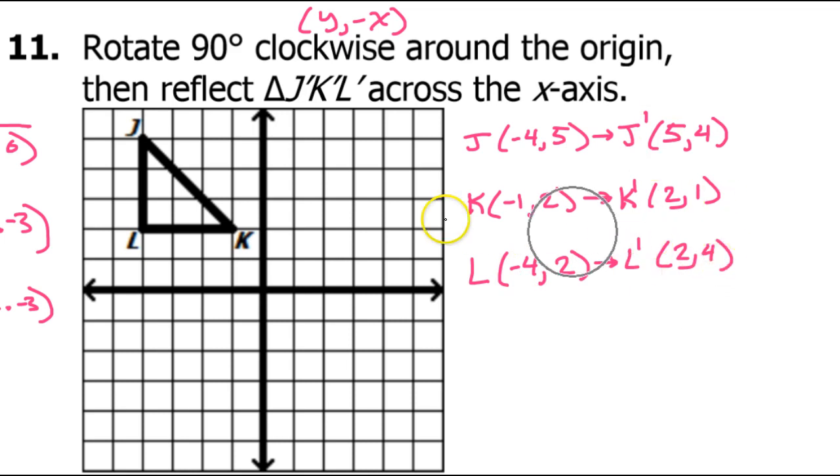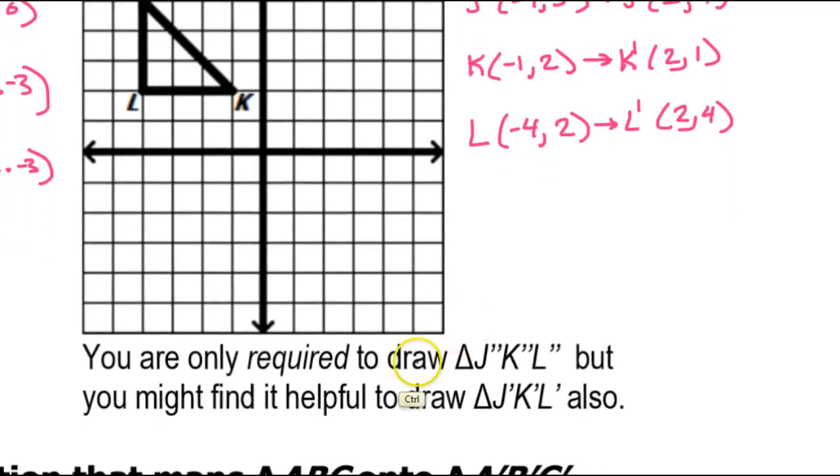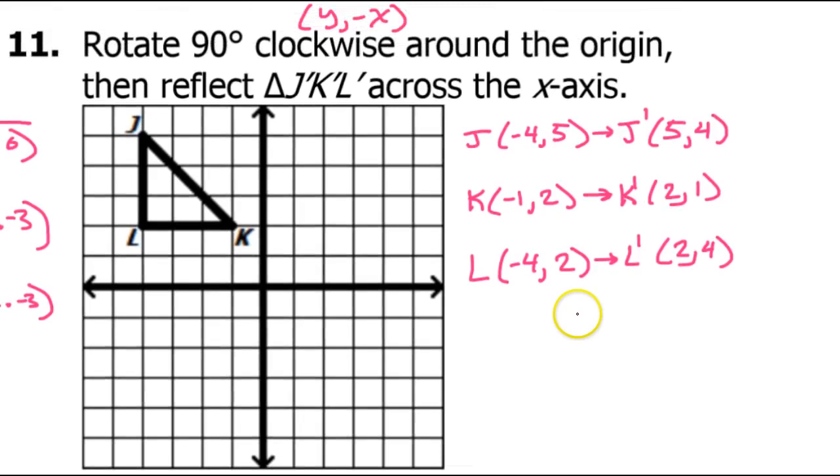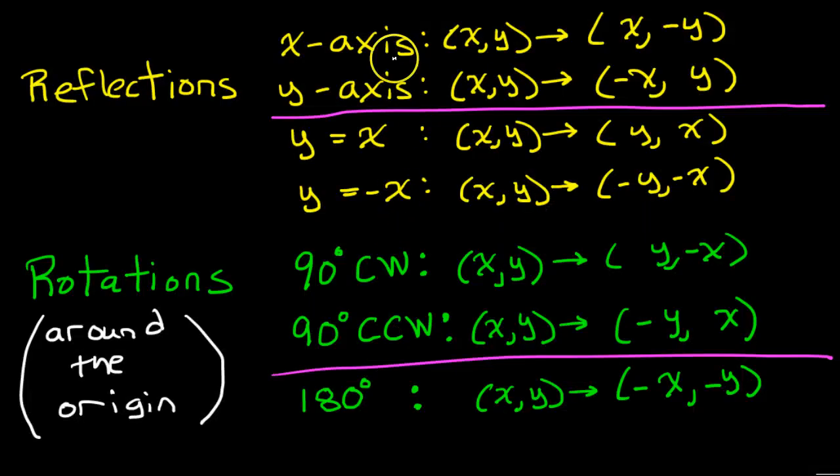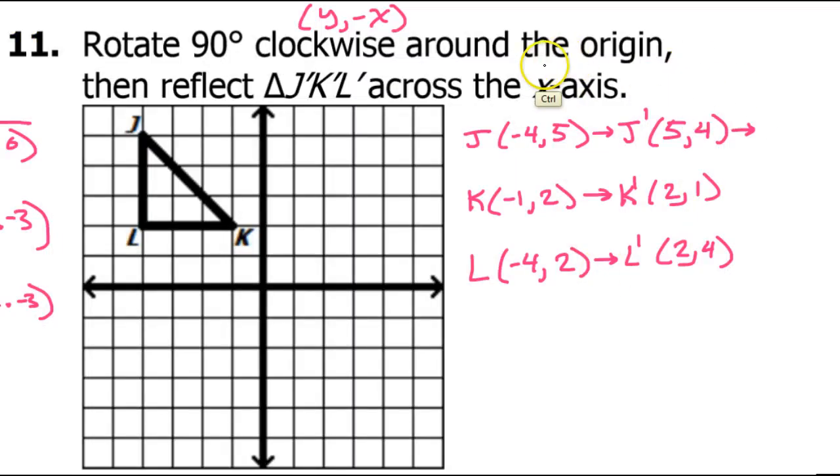Okay, you are only required to draw the last one. I'm not going to draw the image in between because I don't have to. So we're supposed to take this image and now reflect it across the x-axis. We've memorized that rule too. That's x, opposite of y. So that's what I'm going to do right now.